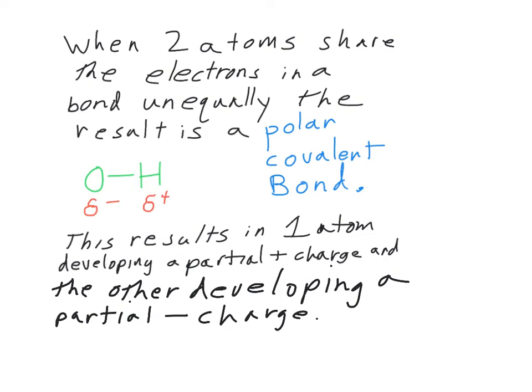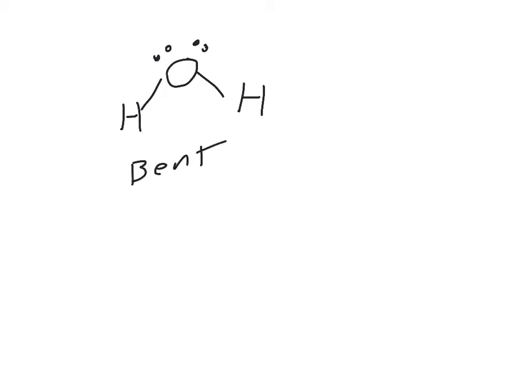This results in one atom developing a partial positive charge and the other developing a partial negative charge. When we look at these bonds in the context of a larger molecule, it can have serious ramifications, because molecules are made up of lots of atoms bonded to lots of other atoms. Not only that, but they have a three-dimensional shape to them. The water molecule, our favorite molecule, exists in what's known as a bent shape. Think of water as looking like a boomerang.